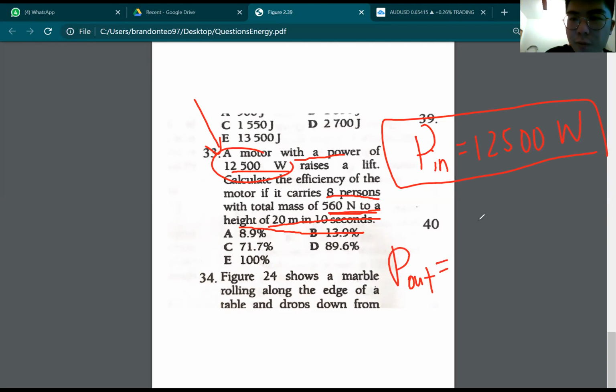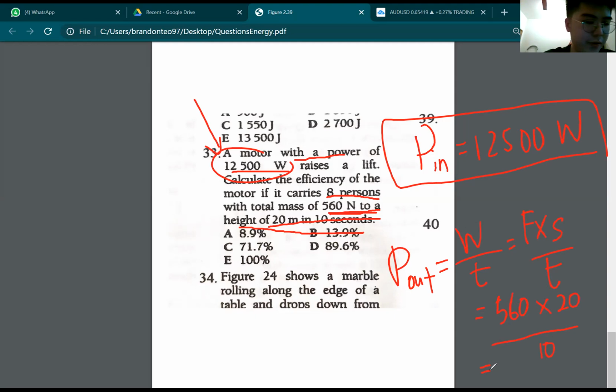Power output equals what? Work done divided by time. So you have force times distance divided by time. What is the force? The lift lifts up 8 persons with total mass of 560, so this is the force. It is lifting this force times a height of 20 meters divided by 10 seconds. Usually power output is the one that you calculate. Power input is the one that is just given to you.